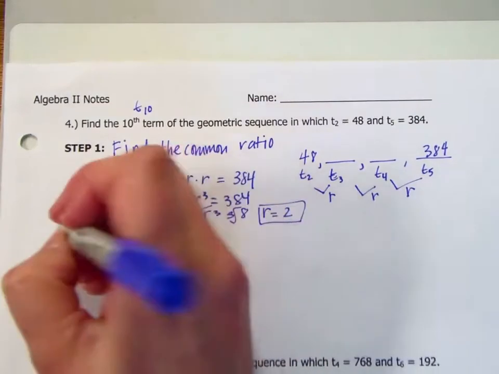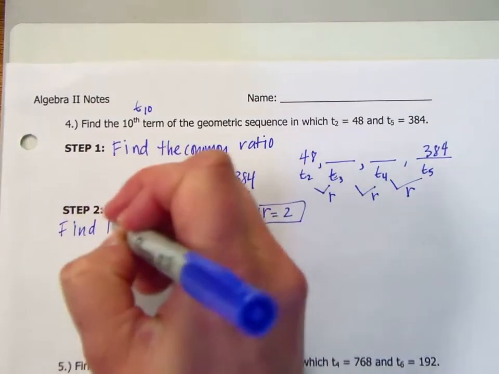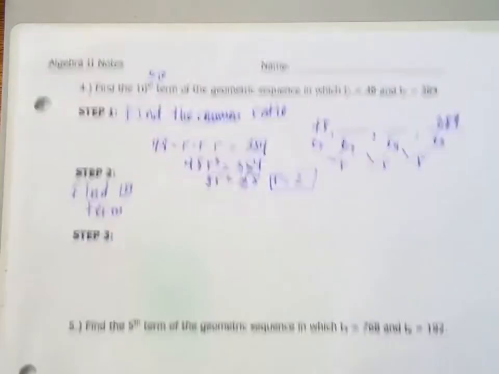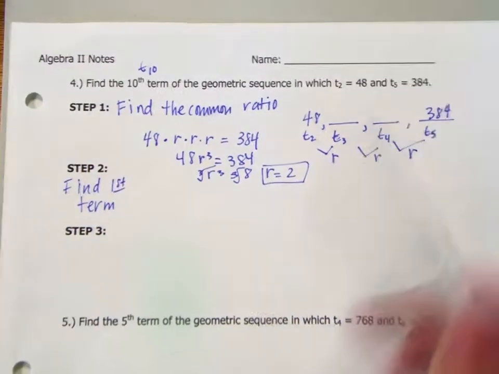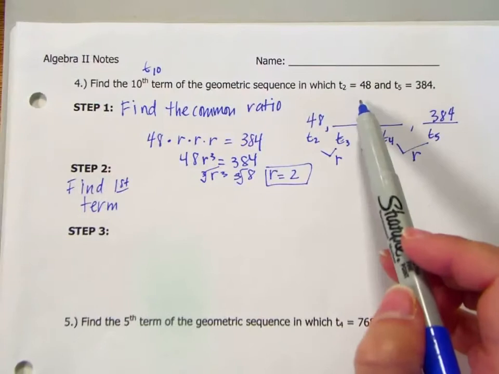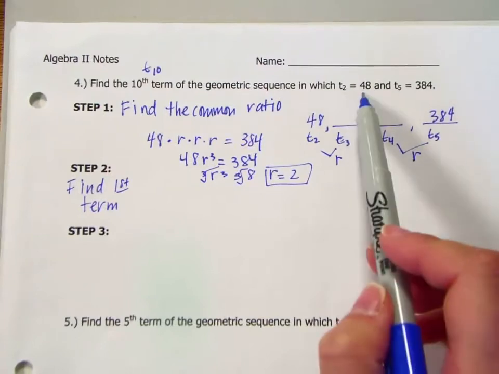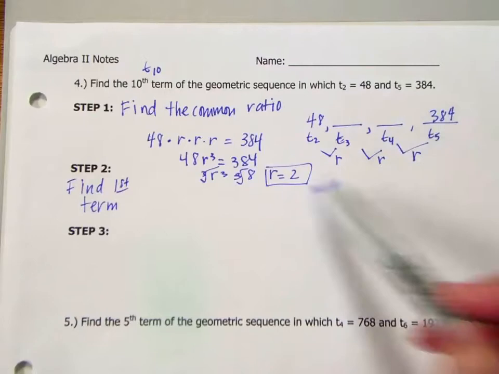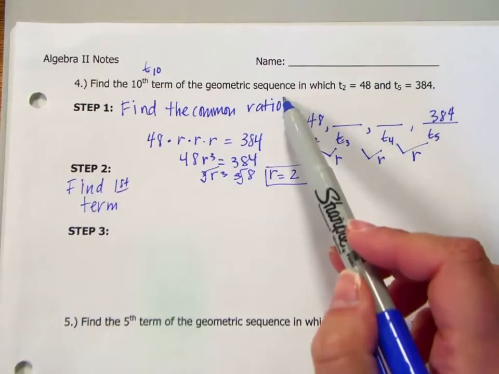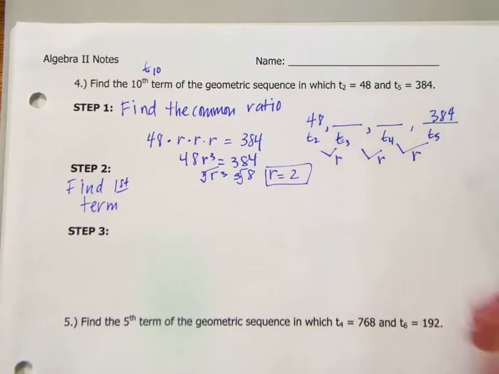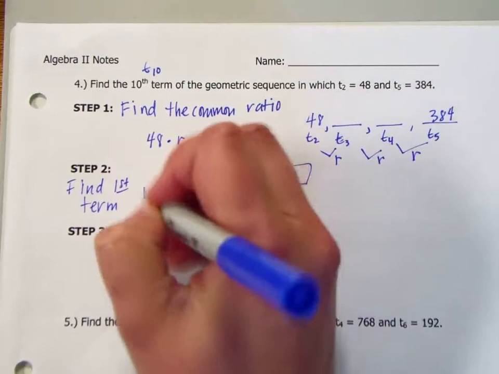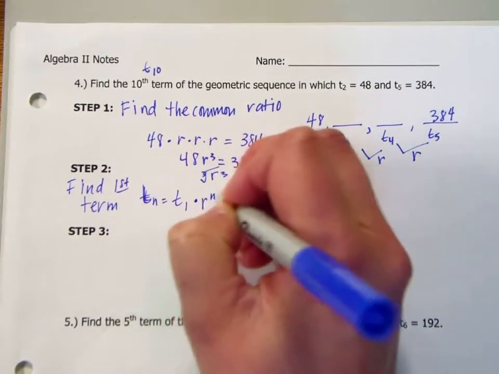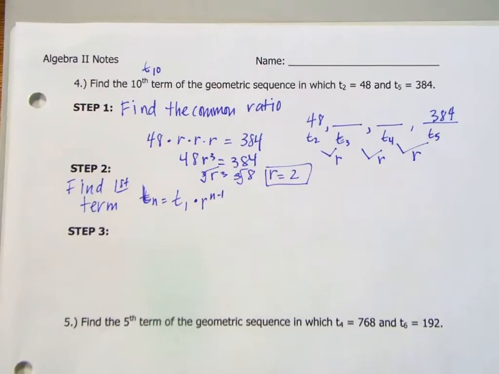The next thing I need to find is the first term. Now, I will tell you, you're given the second term, so to work backwards to the first term would be pretty easy. We would just have to take that 2 and divide to work backwards to the first term. But what I want to show you is how we can use the explicit formula to find the first term in case it's not quite as easy to work backwards.